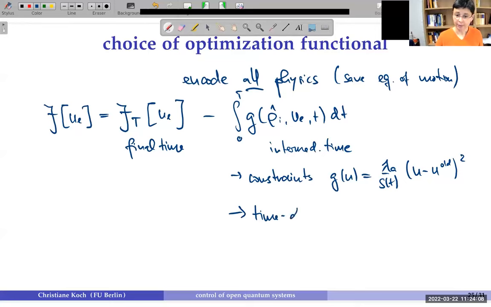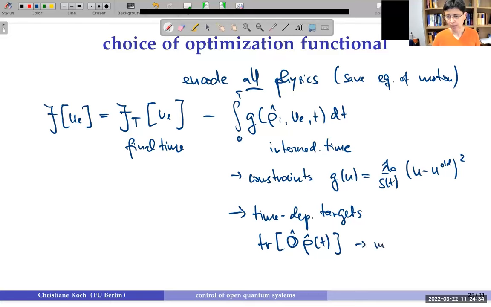We can also think of having time-dependent targets. For example, if you want to optimize a time-dependent expectation value, let's say of some operator, okay, A we already used, let's call it O. So that would be the expectation value of O as a function of time. And this would be relevant if we want to, for example, minimize the energy of a system or its entropy, or we could think of maximizing squeezing. So then this could be an interesting optimization functional. And that would depend on intermediate times, because we look at it as a function of time.